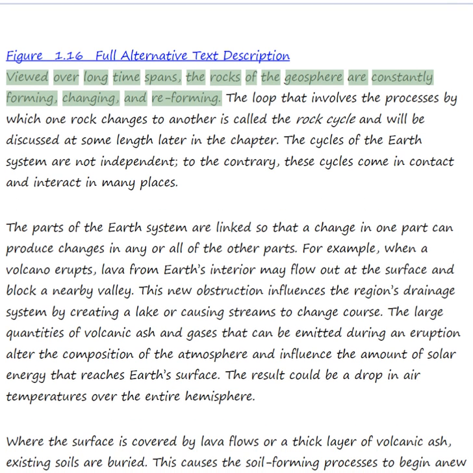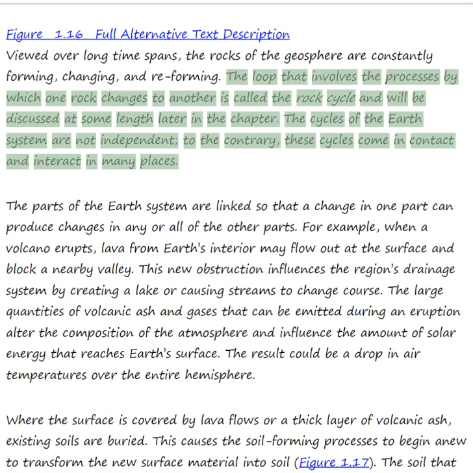Viewed over long time spans, the rocks of the geosphere are constantly forming, changing, and reforming. The loop that involves the processes by which one rock changes to another is called the rock cycle and will be discussed at some length later in the chapter. The cycles of the Earth system are not independent. To the contrary, these cycles come in contact and interact in many places.